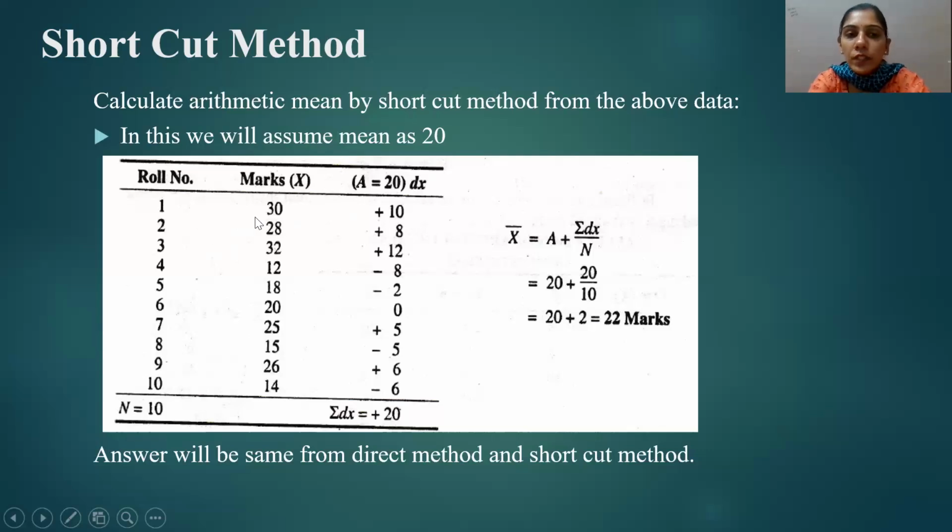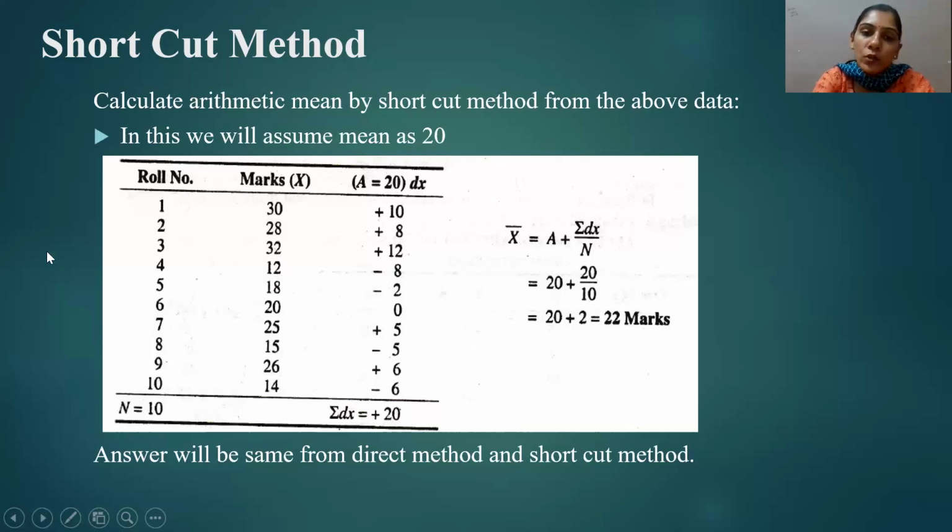When we subtract 20 from the first one, 30, the value of dx is 10. Again, we do the calculation: 28 minus 20, the value of dx is 8. 32 minus 20, the value is 12. 12 minus 20, the value is minus 8.